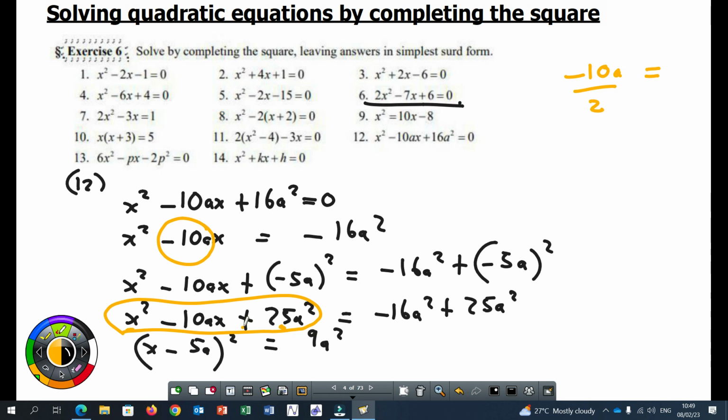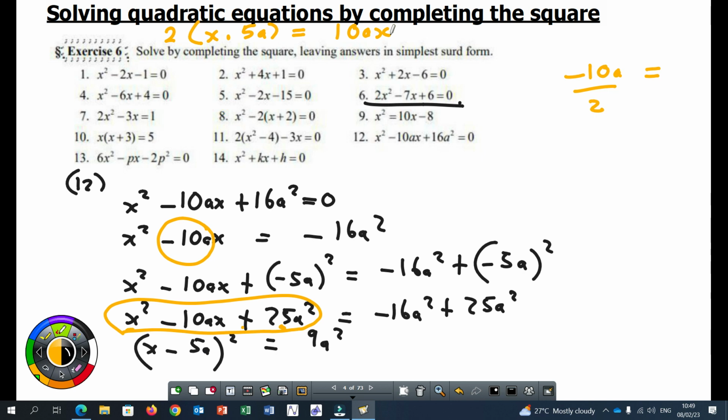Are you following what I'm saying? So it's like this. 2 times the square root of the first term, which is x, times the square root of the third term, which is 5a. These two will give you 10ax, which is what you have here. Okay, don't talk about the negative, we are talking about the value.